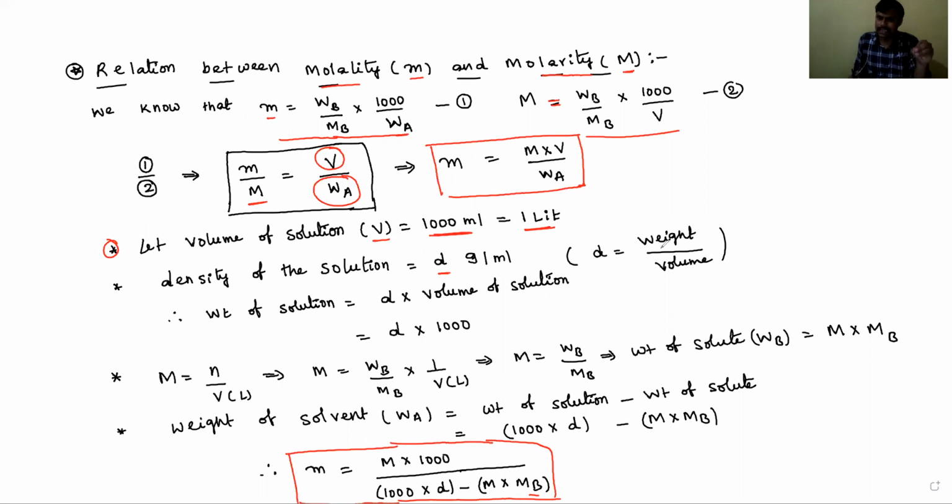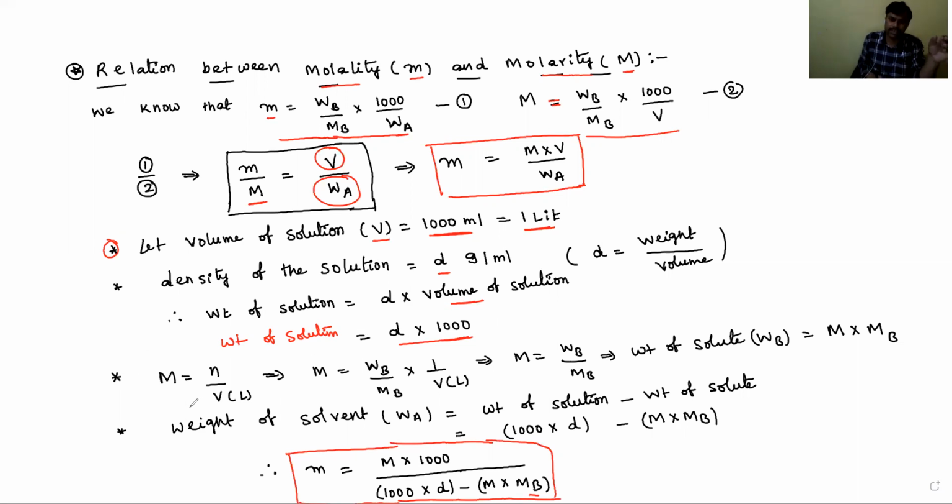And we know that density is equal to mass by volume, or weight by volume. So according to that, the weight of solution is equal to density into volume of the solution. The volume of solution, how much, dear students? 1000 ml we are taking. So the weight of solution is equal to density into 1000. Now the weight of solution we know, and we have to find the weight of solute.